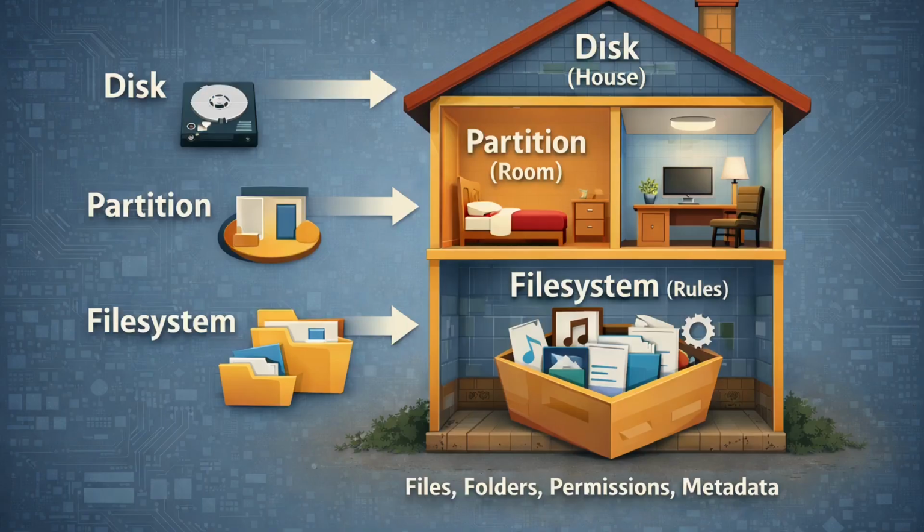To make it very simple, you can imagine it like this. A disk is like a house. A partition is like a room inside the house. And the file system is the set of rules for how things are stored inside that room. The file system decides how Linux stores files, folders, permissions, metadata, and internal data structure.